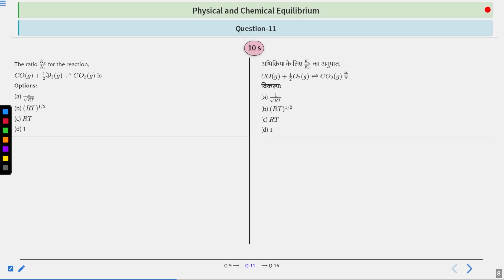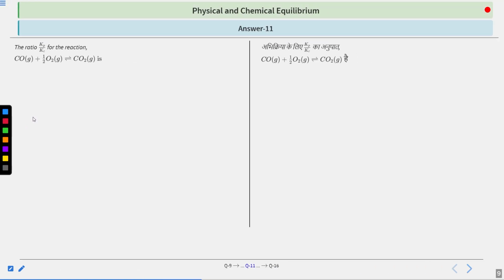Next question, the ratio of Kp to Kc for the reaction CO plus half O2 gaseous giving us CO2 gaseous is, options are A 1 by root under RT, B RT raised to the power half, C RT, and D 1. So you are given the oxidation of carbon monoxide to carbon dioxide and you have to find the ratio of Kp to Kc. Your correct answer is A, 1 by root under RT.